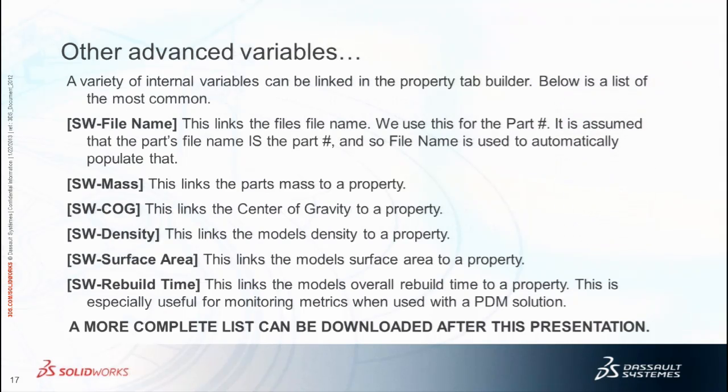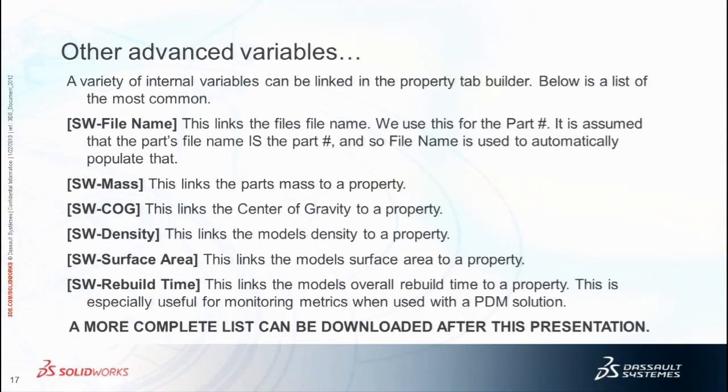There are a lot of other advanced variables that you can use. SW file name will give you the name of the file that you're currently using. SW mass will actually go and look at the mass that's currently calculated for that part. COG is center of gravity, density, surface area, rebuild time. We use this a lot, especially if you're using like an EPDM environment.